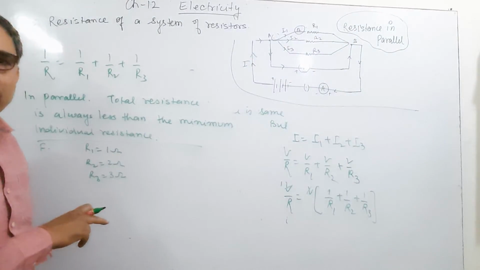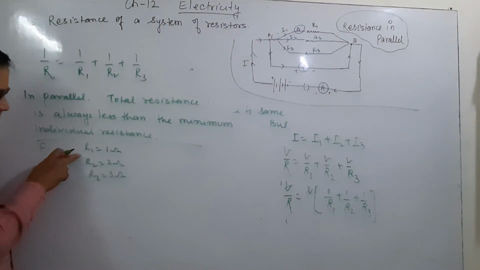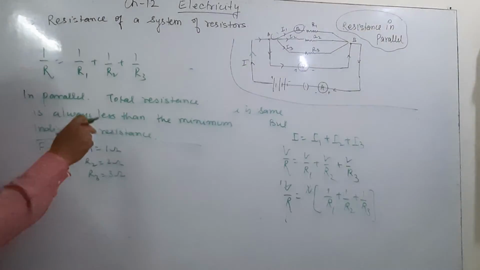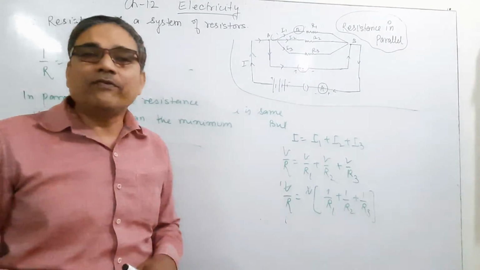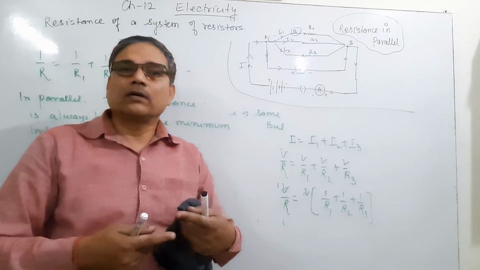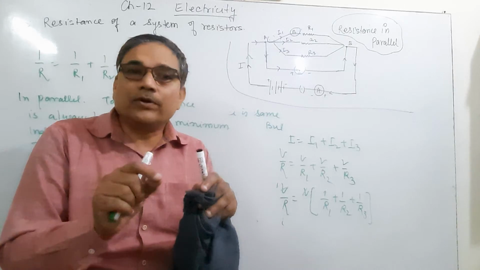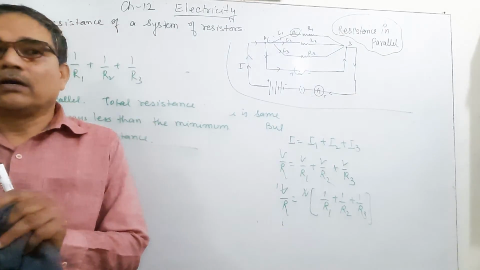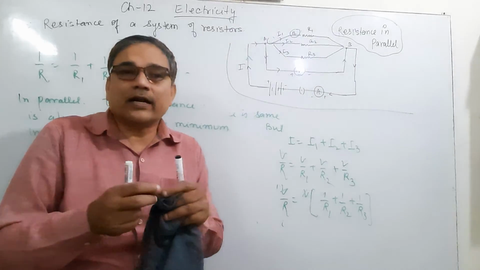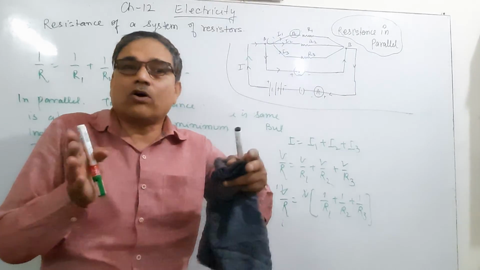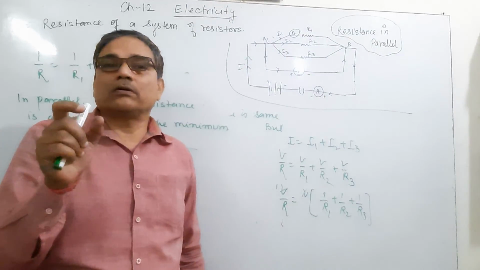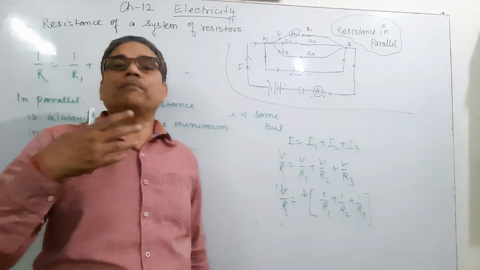But when they are connected in series, the total resistance is always greater than 3. It means when connected in parallel, the resistance will be less than the individual minimum resistance, but when they are connected in series, the total resistance is always more than the individual maximum resistance. In series, resistance always increases.